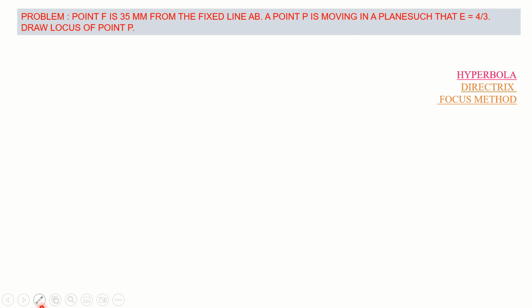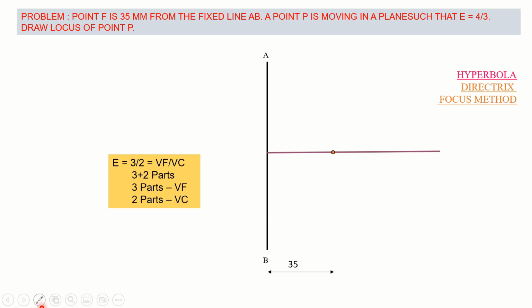Now the hyperbola, the steps are the same as we followed in the ellipse and parabola. Here the eccentricity will be different. They have given that the point F is 35 mm away from the directrix. First I have drawn the directrix, and then the center line, and then I am fixing the focus which is 35 mm away from the directrix. Now they have given the eccentricity value. Eccentricity is 4 by 3, so it is given wrong. Okay, I'll correct.